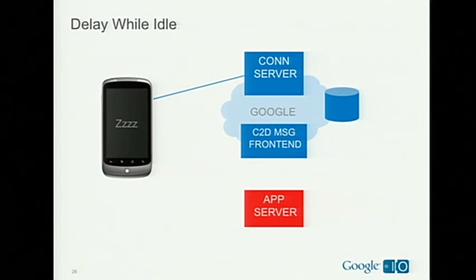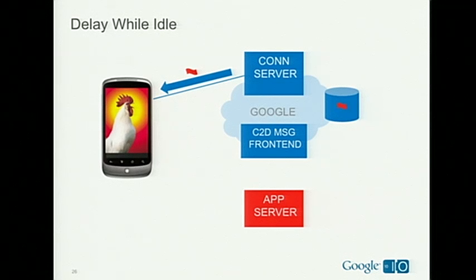Let's take a look. Here we have an Android device. It's connected to our connection servers, but the screen is off. It's asleep. The application server goes ahead and sends a message to our front ends, which, as usual, we store and route to the connection server. But at this point, the connection server is going to hold on to the message. It's going to hold on to the message until the device actually becomes active again. When the user starts using the device and turns the screen on, we'll then immediately send the message to the device.